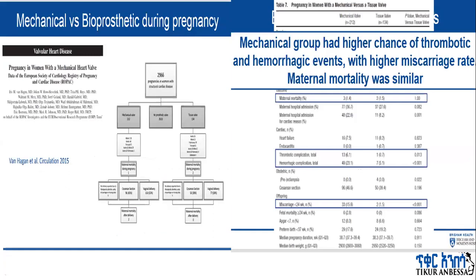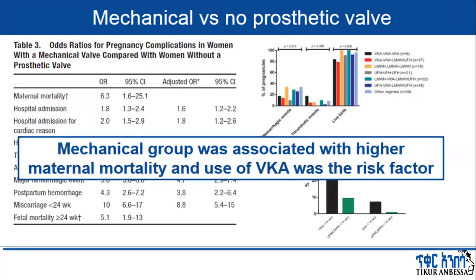These are studies comparing mechanical and bioprosthetic valves during pregnancy. This is a systematic analysis of all the studies done between 1985 and 2015. As you see, the mechanical groups have a higher thrombotic and hemorrhagic risk and a higher miscarriage risk, but maternal mortality is similar. And again, mechanical valves as compared to no prosthetic valves are associated with a higher maternal mortality, and the use of warfarin is associated with higher risk.